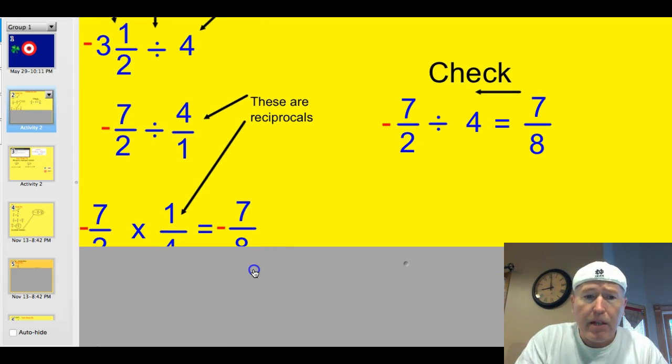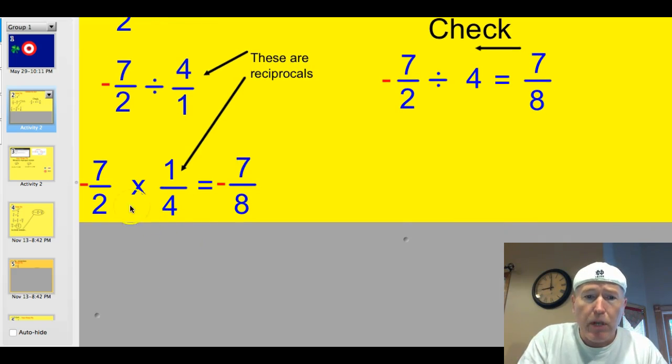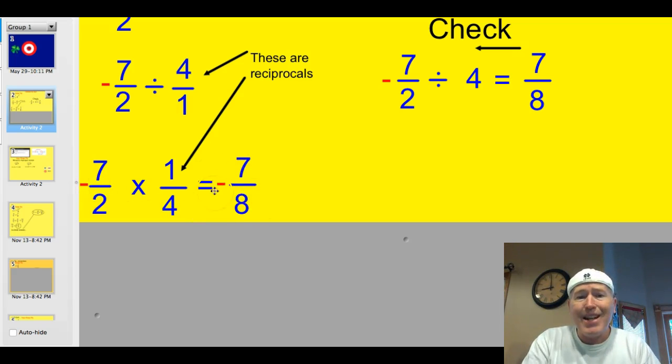The next step then is I go ahead and do my keep change flip. I kept it, I changed it, I flipped it. Again, my reciprocal. Now when I multiply straight across, 7 times 1 is 7, 2 times 4 is 8. I have a negative times a positive, so that's a negative 7/8.